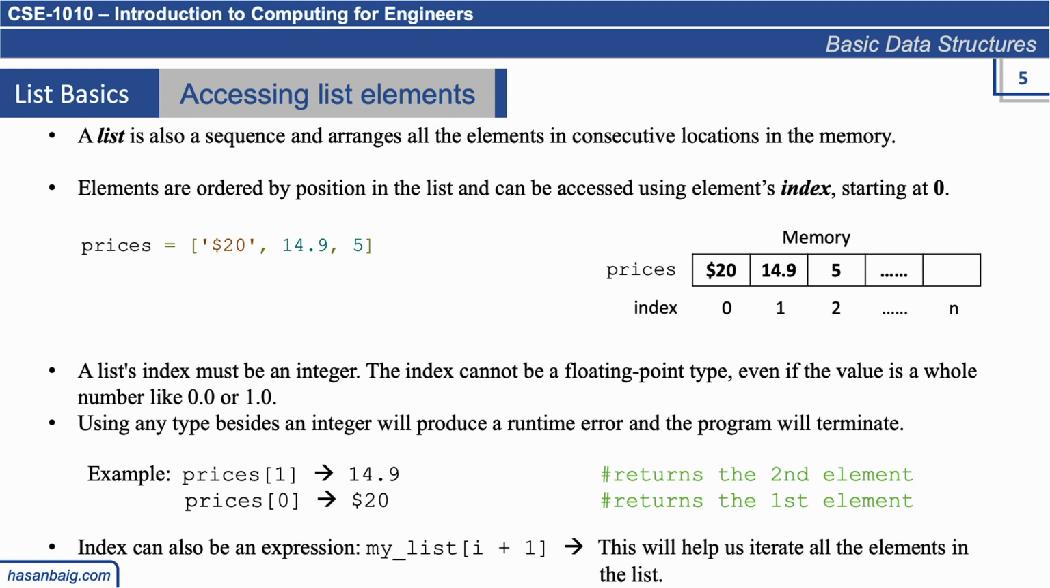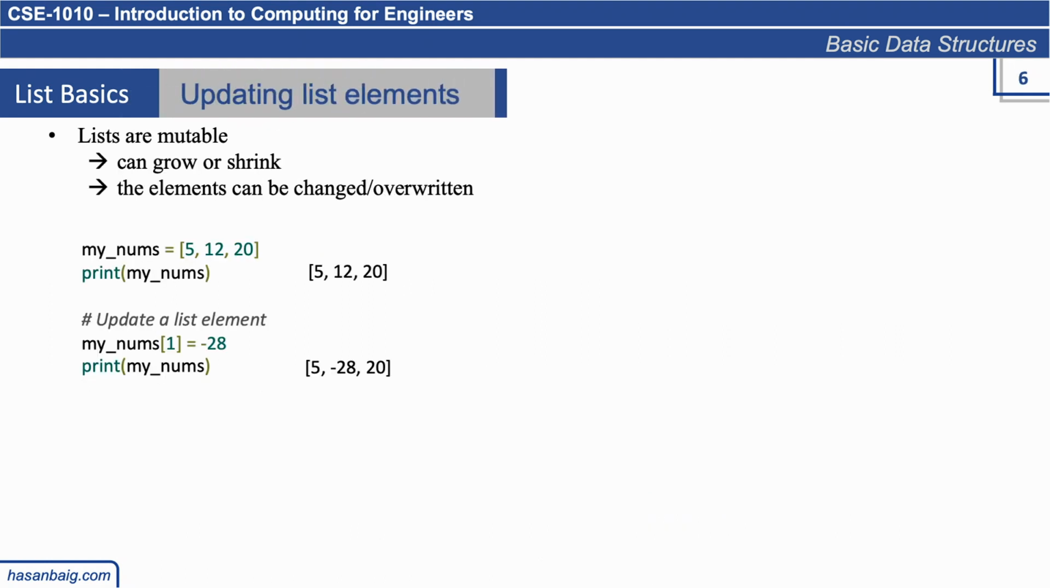Any question? Good. So updating list elements, how can we update the list elements? Lists are mutable, first of all. What does that mean? Mutability means you can change the values of the elements. The list can grow or shrink, which means that we can keep on adding elements to the list. We can also remove elements from the list. We can also modify the elements.